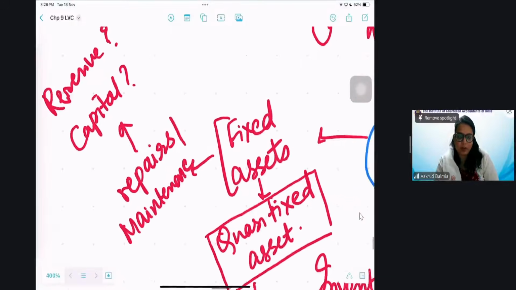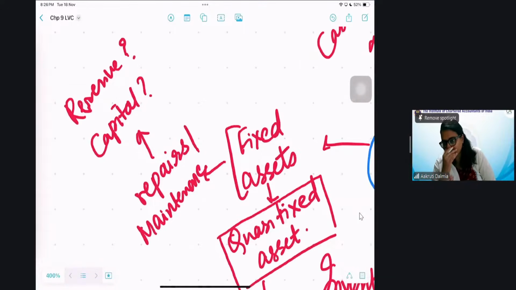In fixed assets, you can check all this. Repairs, maintenance, depreciation, you can check in fixed assets. Clear, Bushra?